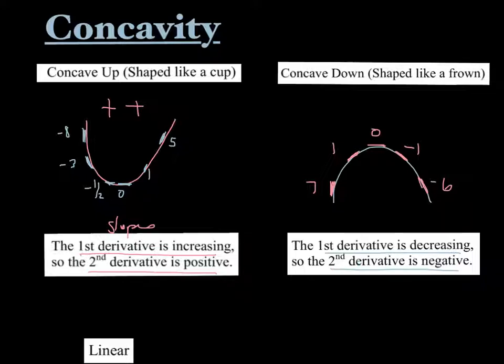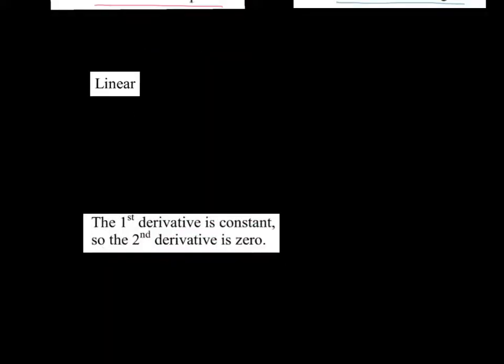And so now, to finish off our face here, we would put a very frowny face. That should help you remember decreasing and negative on the concave down, shaped like a frown. The last type of graph that we want to talk about in terms of concavity is just a linear graph.